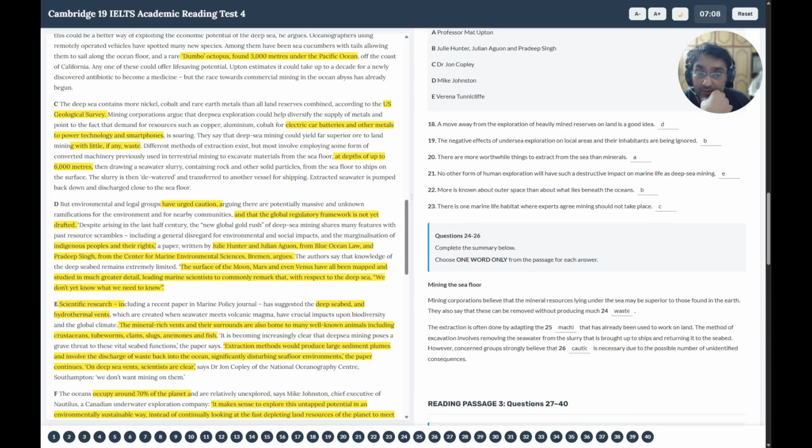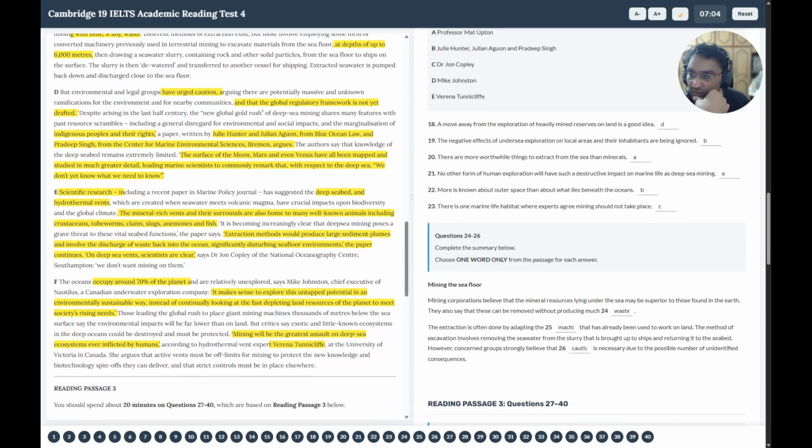There is one marine life habitat where experts agree mining should not take place. C. Dr. John Copley.